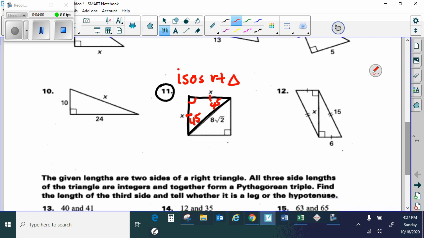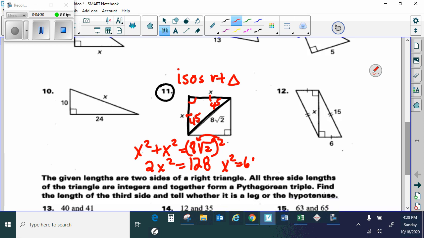So we know a squared plus b squared equals c squared. x squared plus x squared, you should know from Algebra 1, is 2x squared. And when I square a number, I distribute that squared through both of them. So it says 8 squared is 64, and square root of 2 times square root of 2 is 2. 64 times 2 is 128. I divide both sides by 2, and I get x squared equals 64. I take the square root of both sides, and I get x equals plus or minus 8.